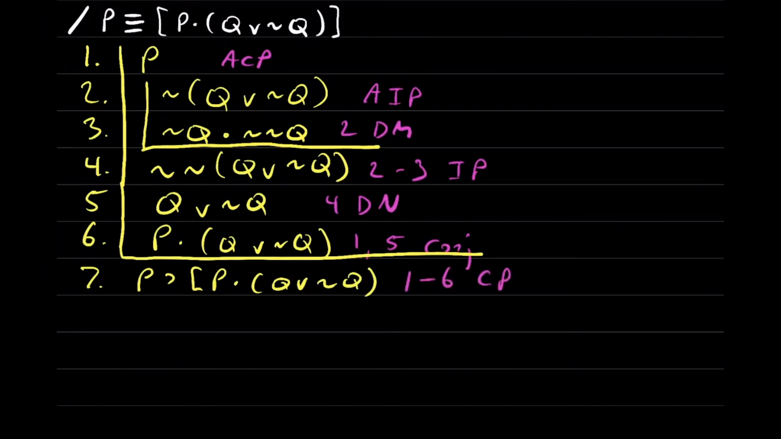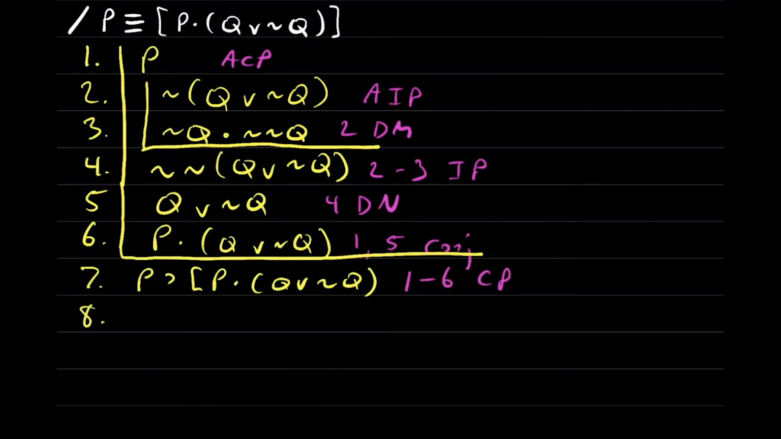Now I'm not done yet. This is only half of the proof, right? To prove a biconditional, we need to prove that the conditional goes both ways, but we're half done now. Now we need to prove the other direction. We need to assume that expression in the bracket on the right, P and Q or not Q, and we need to show that we can derive P from that to get the conditional going the other direction. That's how you prove a biconditional using the equivalence rule.